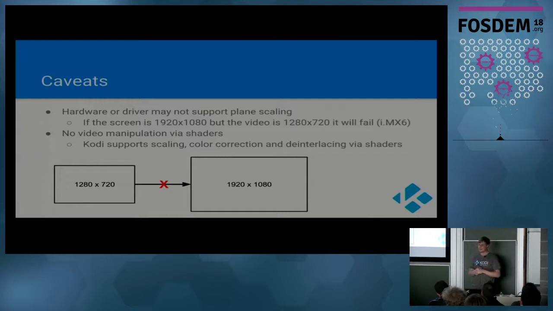And then the other thing is when putting a frame into the plane directly, we can't use GL shaders, which are a big part of Kodi, for things like scaling and color correction and deinterlacing. I think V4L2 and RKMPP both support deinterlacing, but just because.